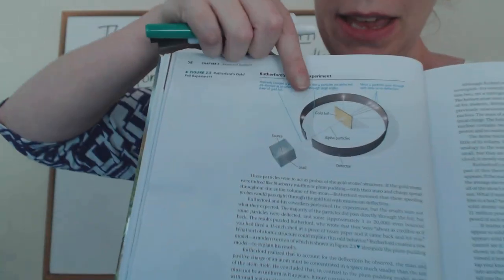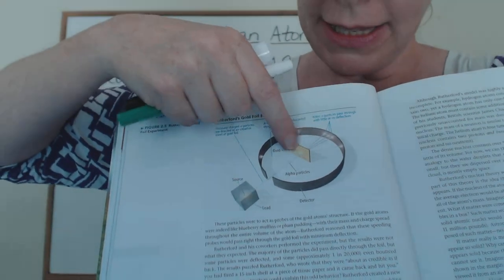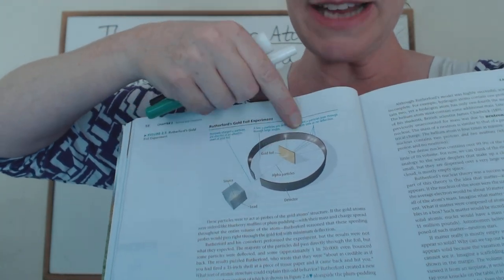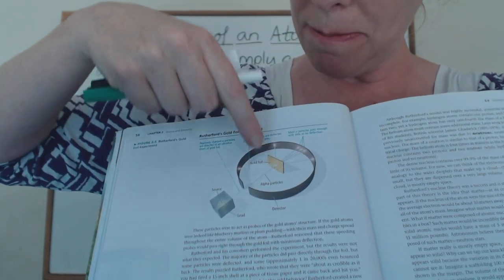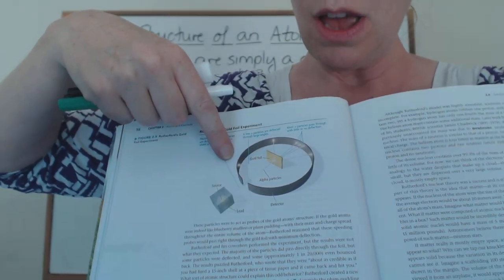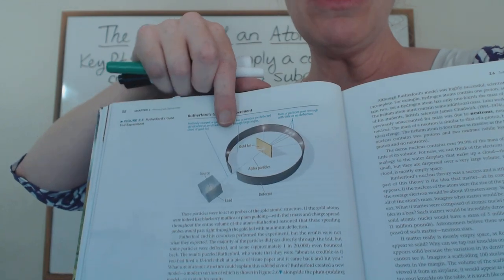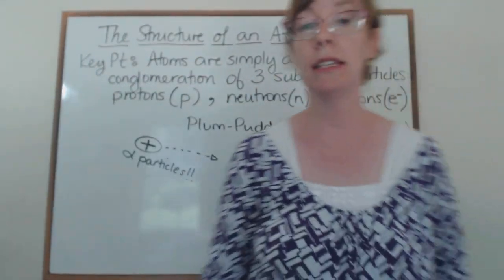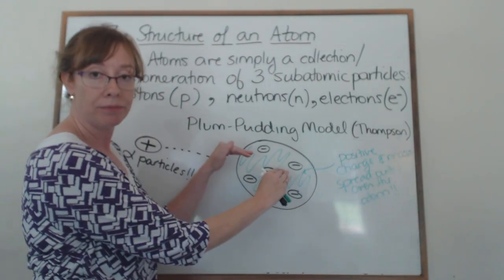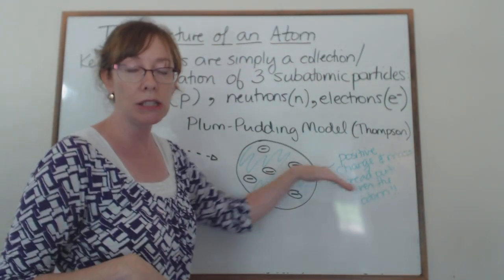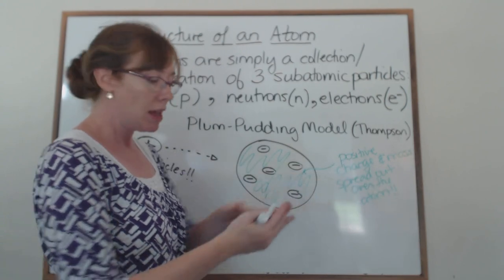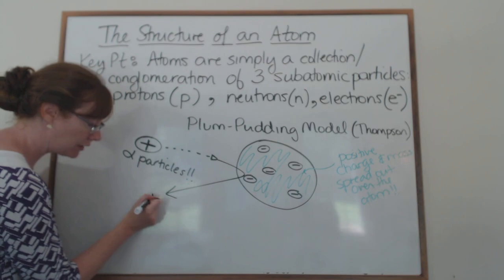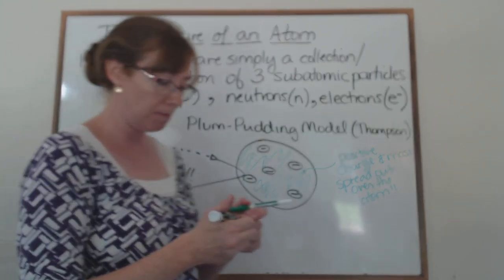What he found, backing up to this experiment here, is that some of them did go through, but many of them got deflected, and some of them even bounced straight backwards. So that was the key finding in Ernest Rutherford's gold foil experiment, that when he shot these alpha particles into the atom, instead of just passing through because there was nothing impeding them, some of them ricocheted back, and he was able to capture it on film.